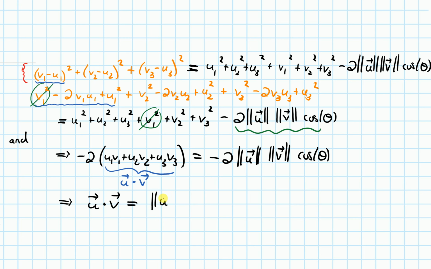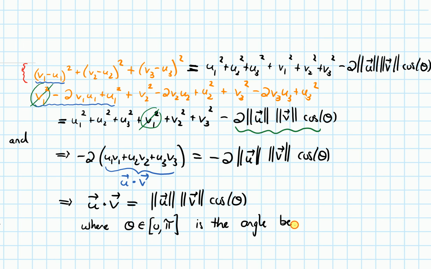the length of u times the length of v times the cosine of theta, where theta is the angle between them, u and v, and we're going to think of theta as being an angle between 0 and pi. So theta is the angle between our two vectors, u and v.